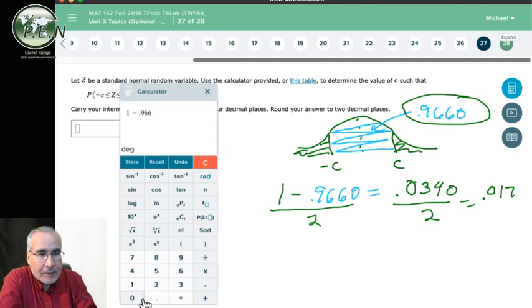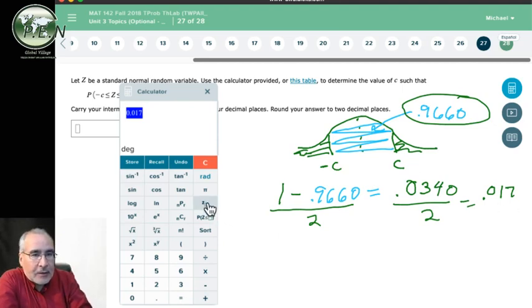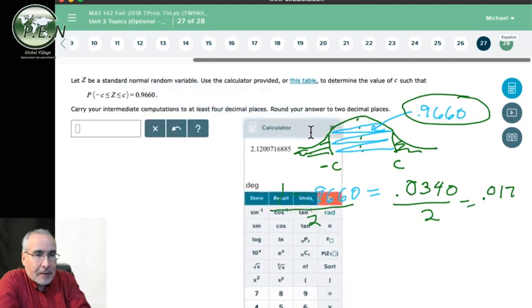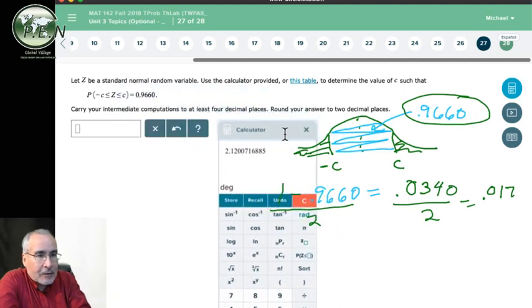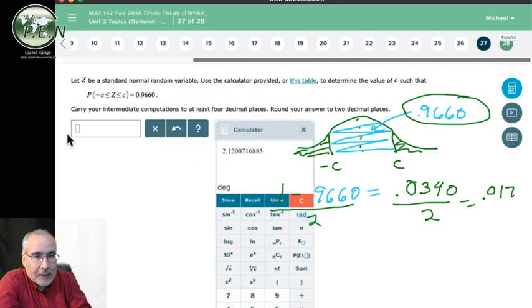1 minus 0.9660. That indeed is 0.034. Divide that by 2. That is 0.017. Now for this tool, we use the Z tool. Now, the Z tool kind of works backwards. It's going to give us the value, this value up here, I think. So it'll give us a positive value, 2.12. And we want your answer to 2 decimal places, so 2.12. That's going to be the answer.